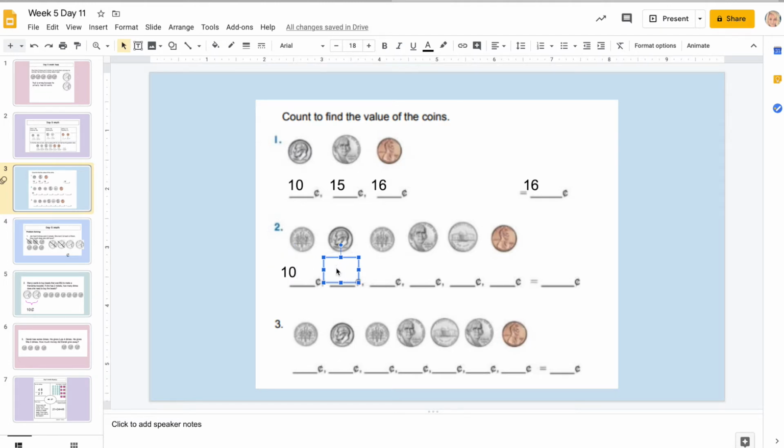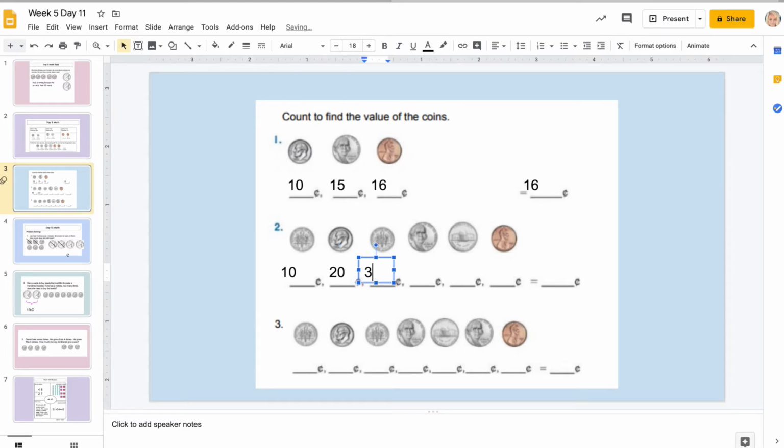Moving on, we know 2 dimes would be 20 cents. 3 dimes is going to be 30 cents. And now we're moving on to the nickel, so the value is only going to increase by 5, not 10. So taking our 30, adding 5 to that would be 35 cents. And then adding another nickel is going to be 40 cents.